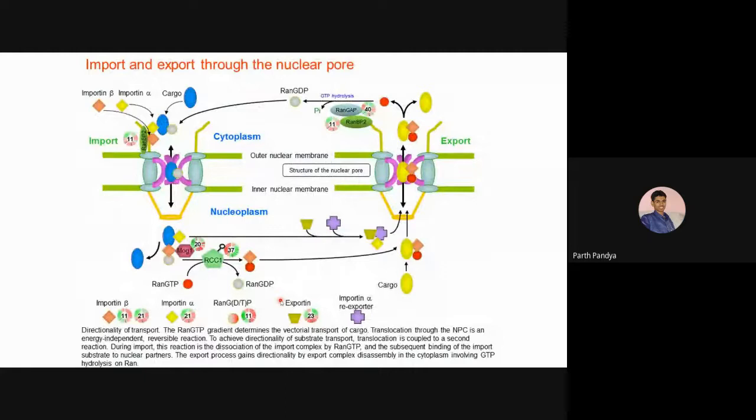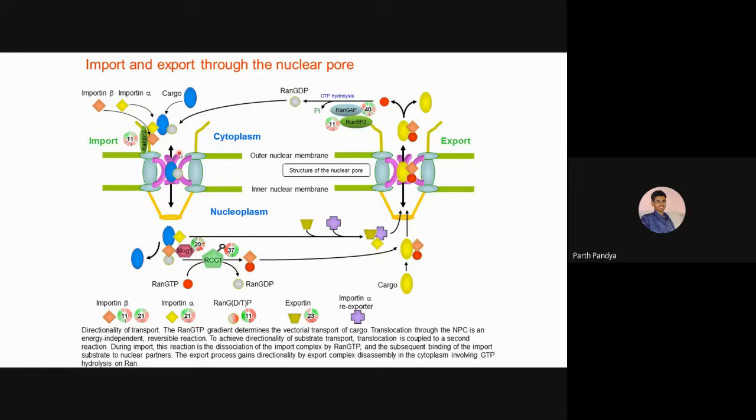Okay, so coming on to the import and export through nuclear pore. Whenever we say import and export, as we saw in endoplasmic reticulum, then in mitochondria, then from Golgi and so on, now this import and export is also governed in the nucleus for the nuclear proteins. So this import and export are governed with the help of proteins called importins and exportins.